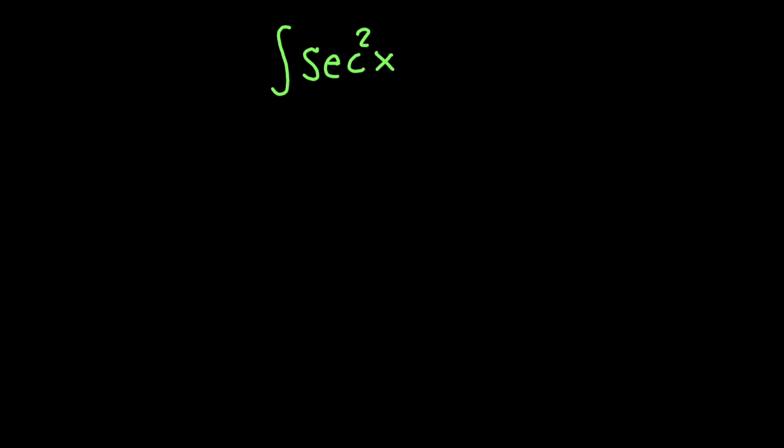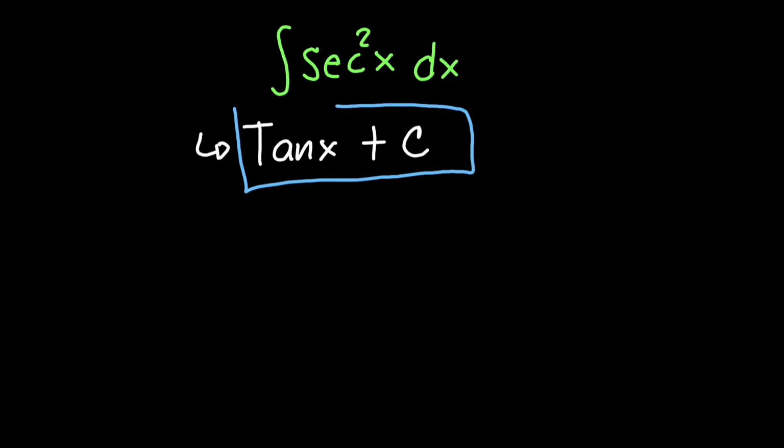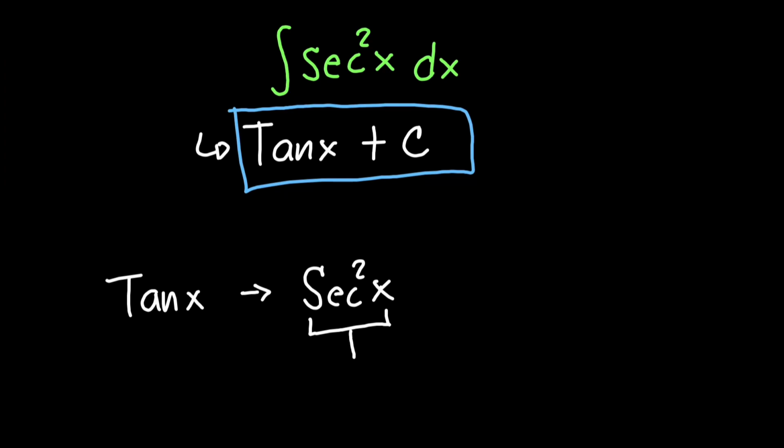sec²x. The integral of sec²x dx would be equal to tangent of x. And don't forget to add plus c. This is because the derivative of tangent of x is equal to secant squared of x. And so, by reverse, taking the integration of sec²x would be equal to tangent of x.